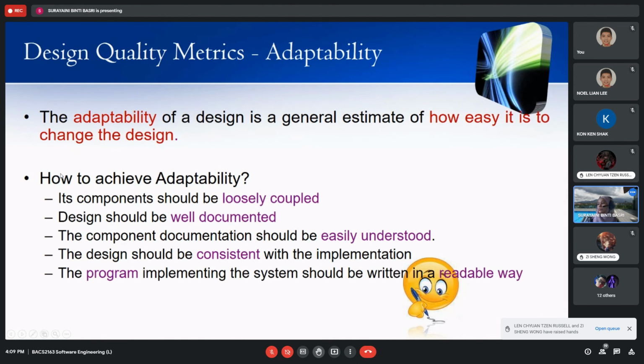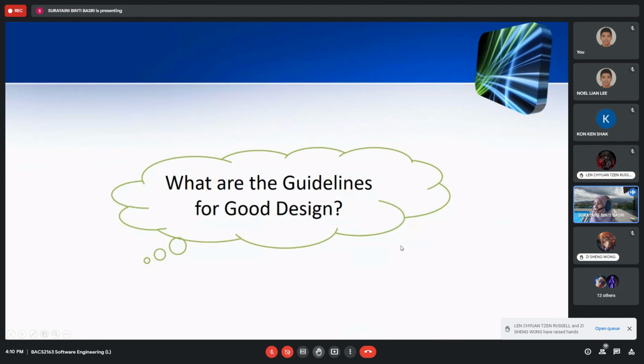Okay, so another way of achieving adaptability is that the program implementing the system should be written in a readable way. If you remember the naming, all of your modules and variables, and then maybe you should put some comments in each of the functions of your system when you do the code.